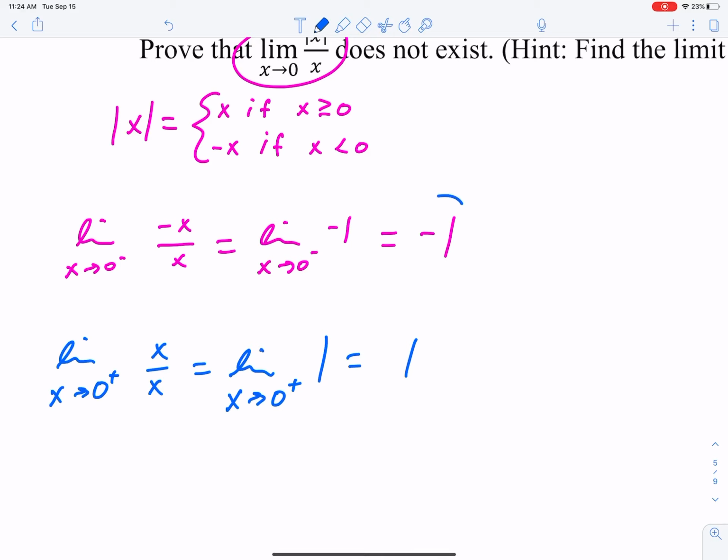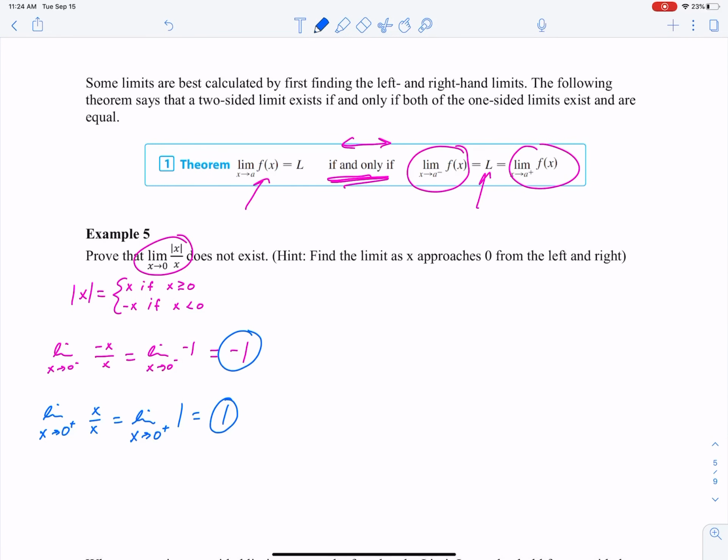So we have a problem here. From the left, the limit is negative 1. From the right, the limit is 1. Based on this theorem we just learned, the limit does not exist. And again, when you're doing work in calculus, you've got to show your work. You cannot just put an answer down and expect to get full credit. Actually, all you'll get is maybe 1 or 2 points for the answer, and you'll lose all the rest of the points. So always, always, always show your work.